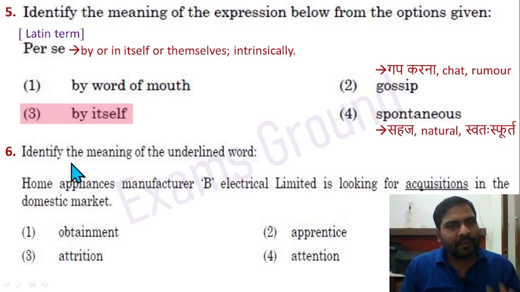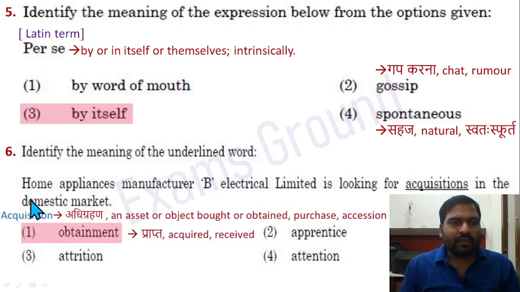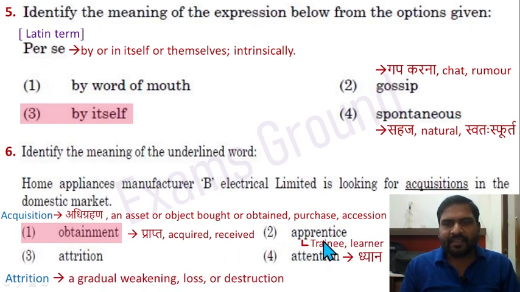Question 6. Identify the meaning of the underlined word. Here it is underlined, acquisitions. Acquisitions means अधिग्रहण, an asset or object bought or obtained, purchase or accession. So option 1 is correct, obtained. And the meanings of the others: apprentice means trainee or learner, attention, ध्यान देना. And attrition means a gradual weakening or loss or destruction.